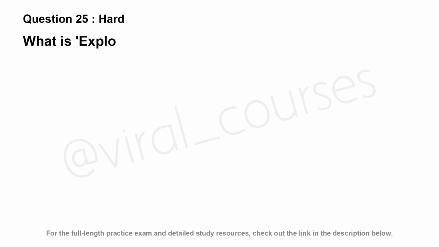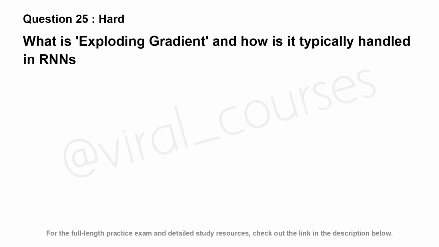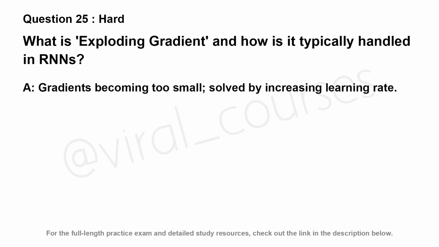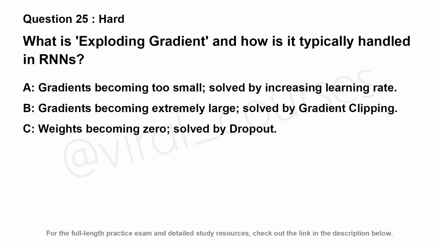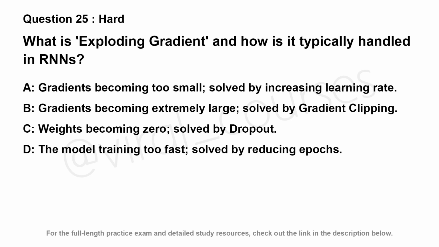What is exploding gradient, and how is it typically handled in RNNs? Option A. Gradients becoming too small, solved by increasing learning rate. Option B. Gradients becoming extremely large, solved by gradient clipping. Option C. Weights becoming zero, solved by dropout. Option D. The model training too fast, solved by reducing epochs.